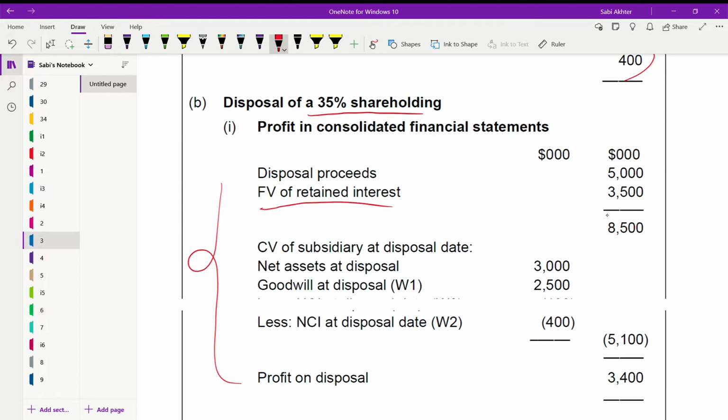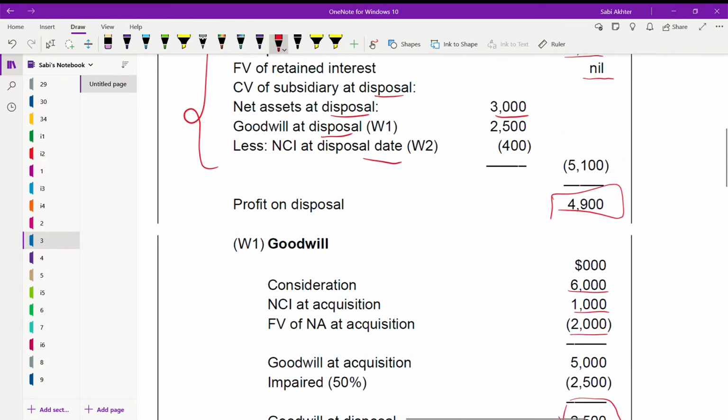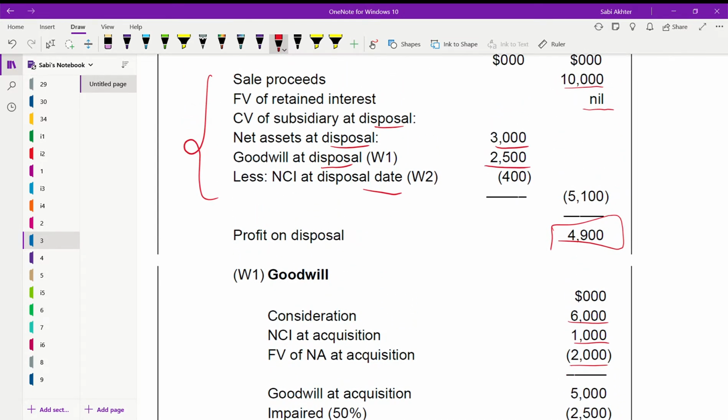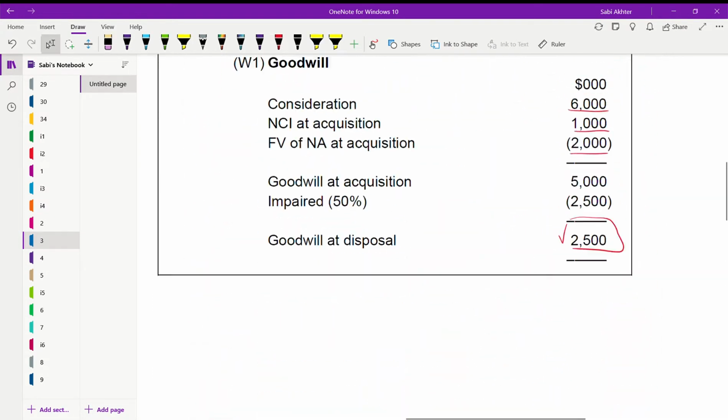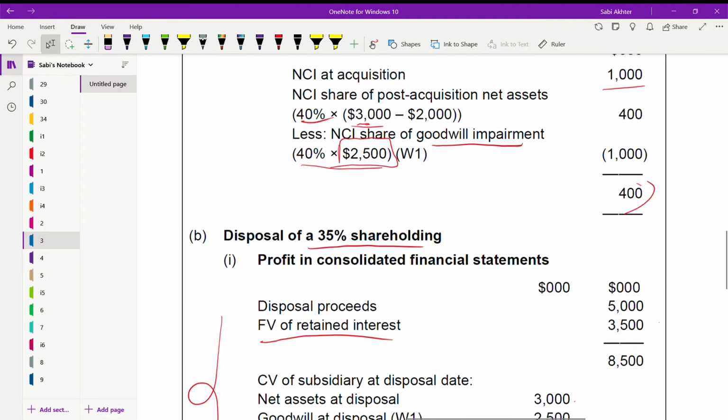So the disposal proceeds are 5 million, and the fair value of retained interest is 3.5. Net assets at disposal remain the same. Goodwill at disposal, this remains the same. This also remains the same: 3 million and 2 million. Only this changes. No, this also remains the same. NCI.